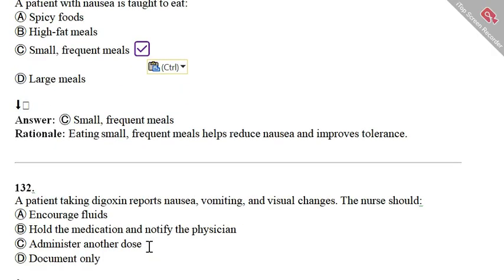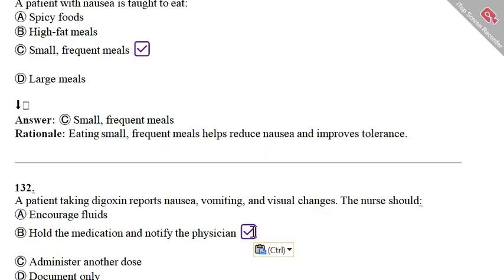Question number 132. A patient taking digoxin reports nausea, vomiting, and visual changes. The nurse should. Read the four options. The nurse should hold the medication and notify the physician.